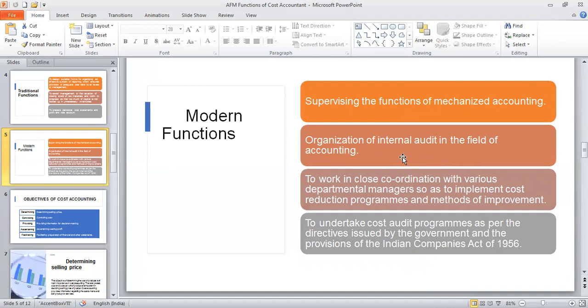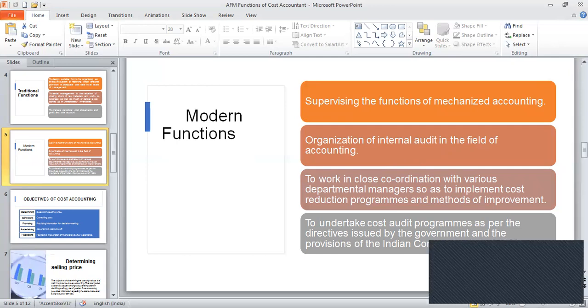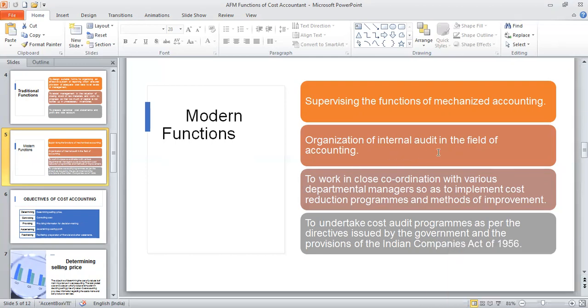Whatever the sales book you are maintaining, whatever the purchase book you are maintaining, whether they are up to the standards or not. And what about the various financial accounting records which you are maintaining? Or what about these cost accounting records, whether they are maintained as per the instruction given by him or not? So that we have to do. Also, conducting of internal audit in the field of accounting is the responsibility of the cost accountant, right?